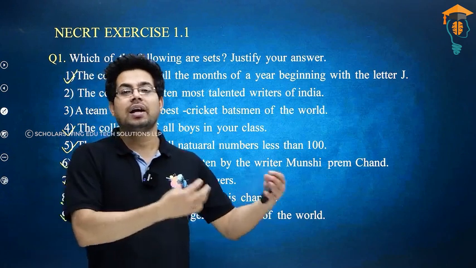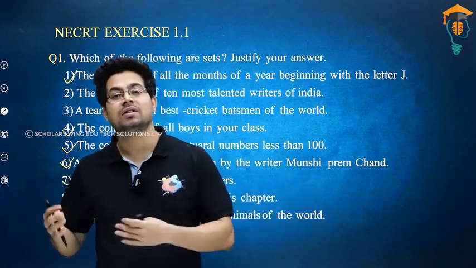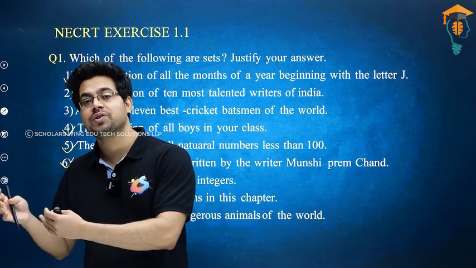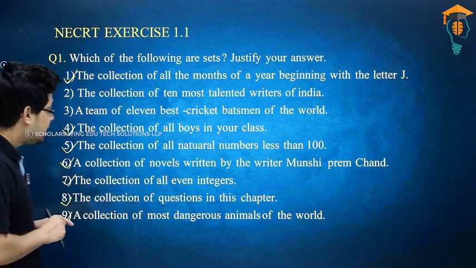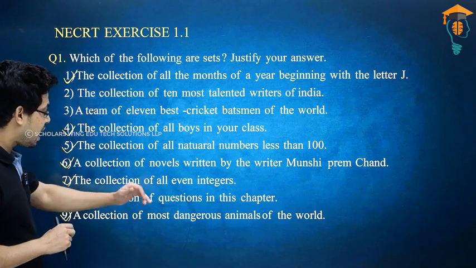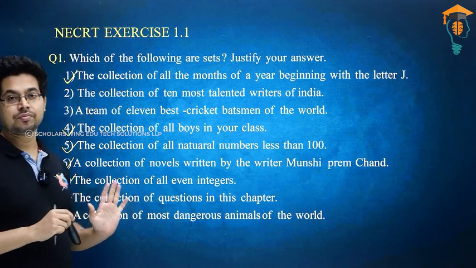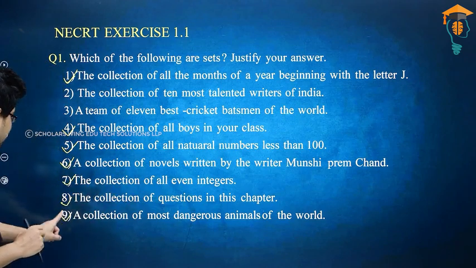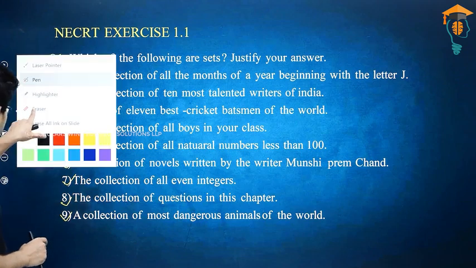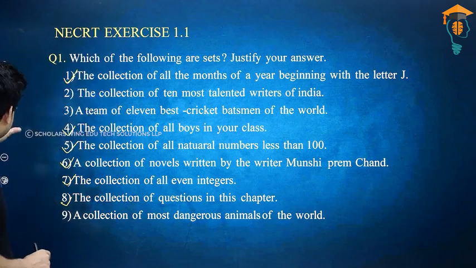Somebody can say that, yes, I consider this to be more dangerous, or somebody can say that, no, I consider this to be more dangerous. So there can be a lot of disagreements, right? So here we cannot say which are the most dangerous animals of the world. Fine, we just cannot say. So this is not a set. By mistake, I have given a tick mark, so I need to remove it from here.